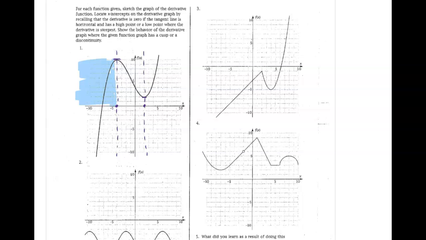From -5 to 2, the function's decreasing, so negative tangent line slopes, negative derivatives. And from 2 to infinity, it looks like our function is increasing, so positive slopes.